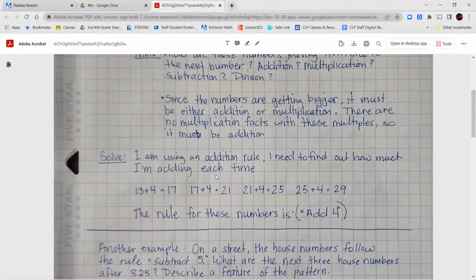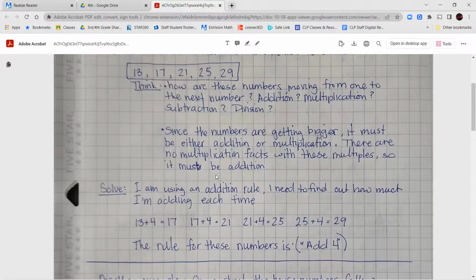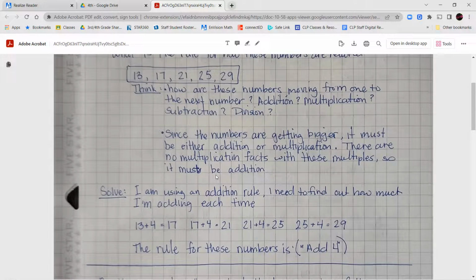Now, when you're applying a rule, you want to make sure you're trying it out on multiple numbers. Don't try it out on just one and assume that it works. It has to work on all of the numbers in your pattern. So I'm going to try it out on my different numbers.